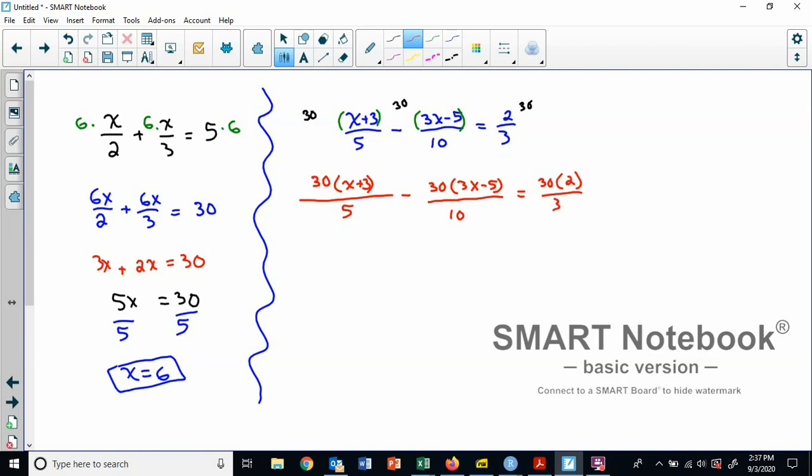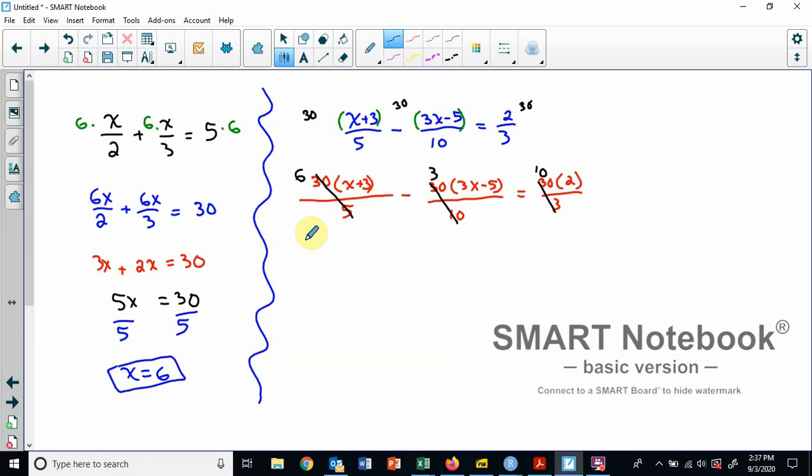So notice I didn't strongly change anything here. It's still x plus 3 over 5 minus 3x minus 5 over 10 equals 2/3, and I put a 30 with each one. Now look what happens. 30 divided by 5, that reduces. 30 divided by 5 actually is just 6. 30 divided by 10 is just 3. And 30 divided by 3 is just 10.